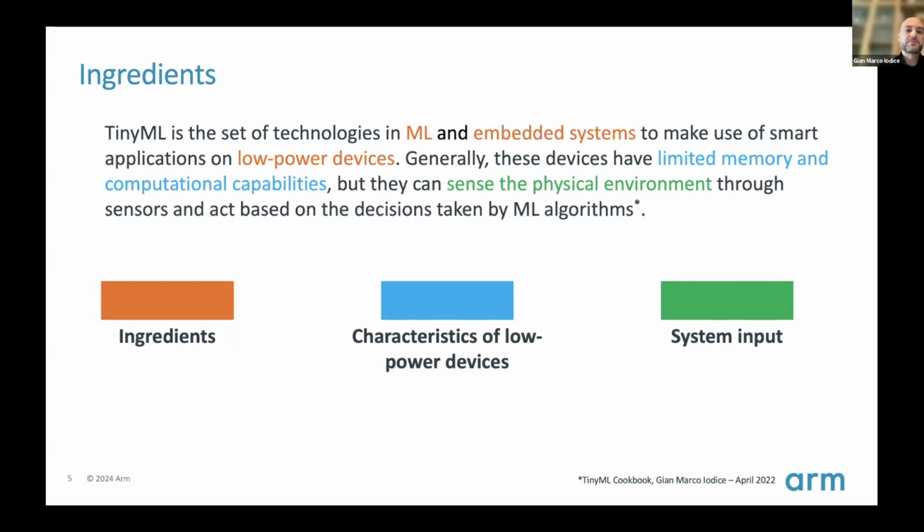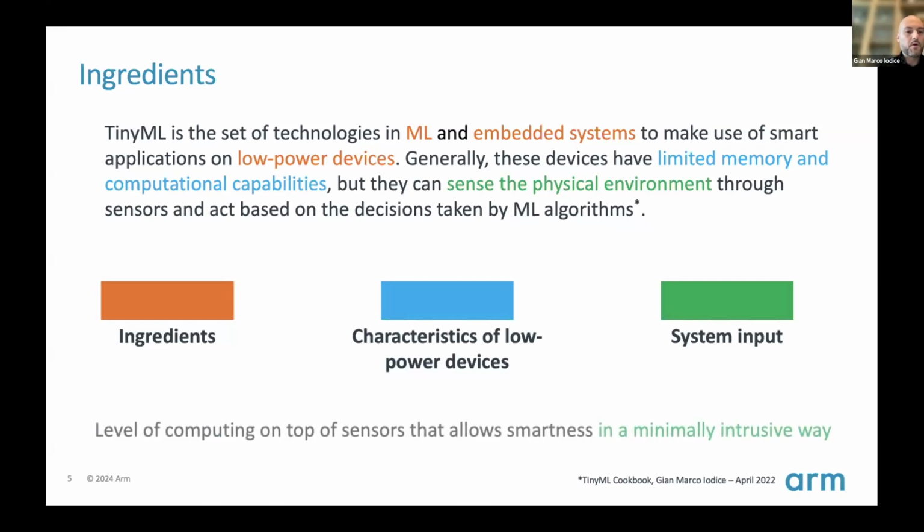And it's through these sensors that machine learning algorithms, most of the time, make decisions. A couple of years ago, I attended a presentation, and one interesting definition I heard in a single sentence was this: a level of computing on top of sensors to allow smartness in a minimally intrusive way. And this is probably exactly the right definition, right? It's something that we're going to have by default on our low power devices in order to allow this smartness.